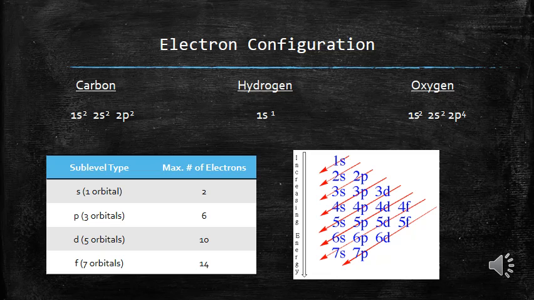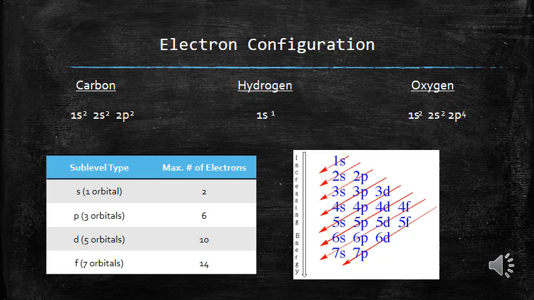Then we go down to the next arrow. 2s is another s orbital, so that holds another 2 electrons. And we go down to the next orbital, which is 2p, following the arrows. And we only have 2 electrons left because we've already used 4 of them, and carbon has 6 electrons. So those remaining 2 electrons go into 2p, even though p holds a maximum of 6 electrons. We only have 2 left, so we put those 2 into 2p. And hydrogen has 1 electron, so we only put 1 into 1s.